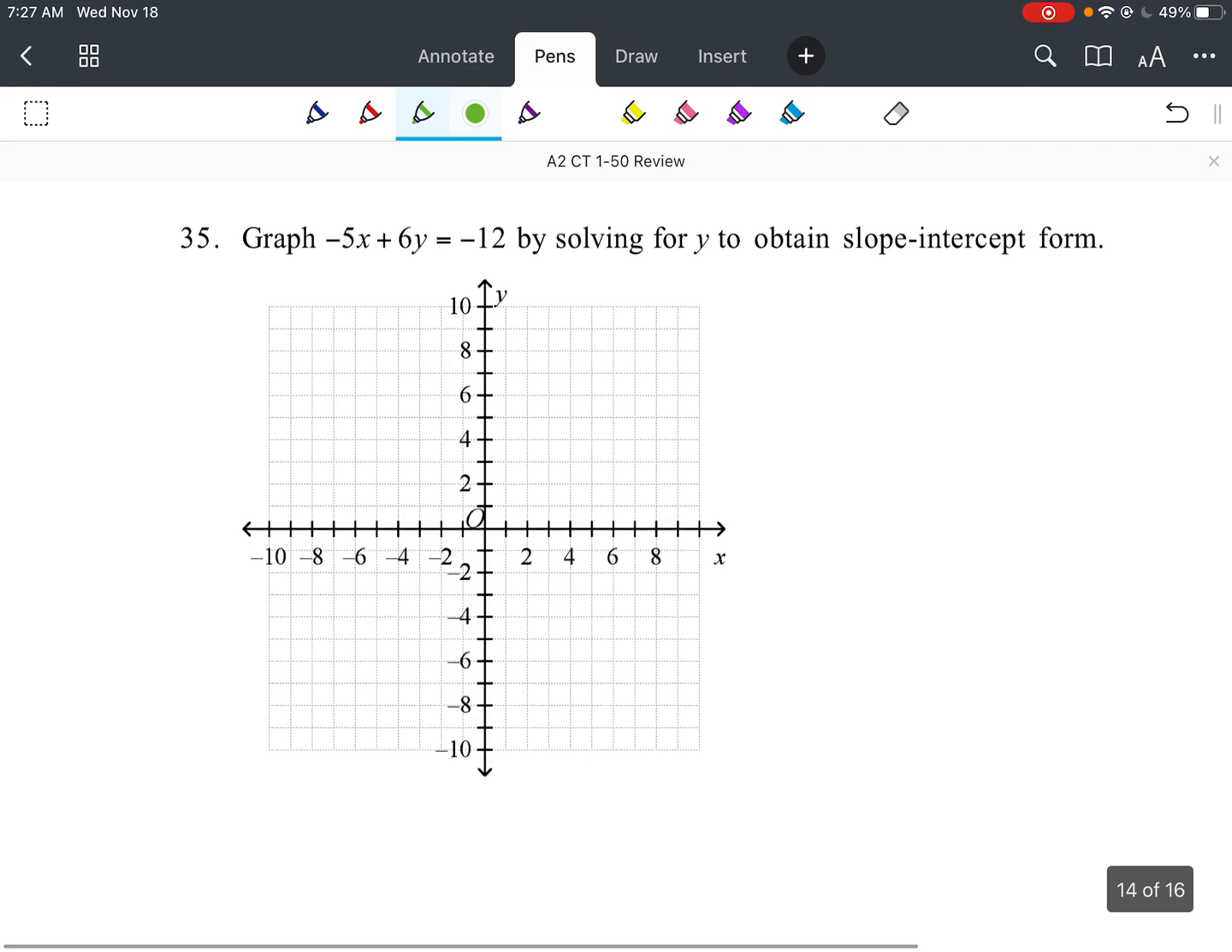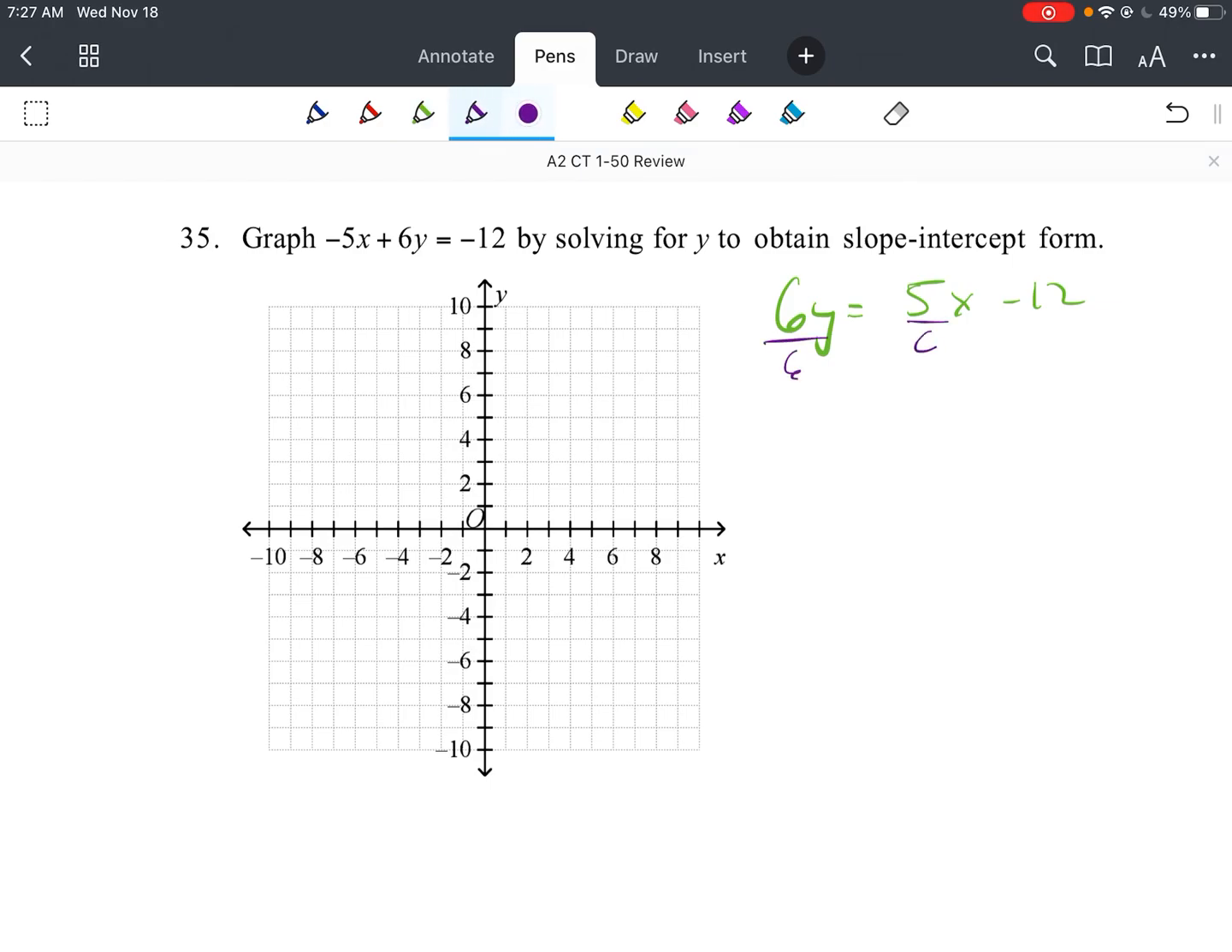All right, good stuff. Graph, slope intercept, this is going to be easier. So let's add 5 to both sides, so 6y equals 5x, add 5x, minus 12. And we'll divide everything by 6. And y equals 5/6 x minus 2.